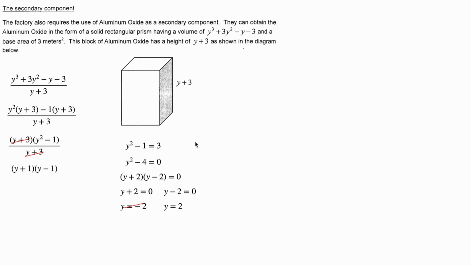We know that the volume of this block, I'm going to take all the dimensions and multiply them together. So I have the y plus 1 times the y minus 1 times the y plus 3. That's the volume. Or I could take this expression up here and replace the y with 2. Either way, you're going to get 3 times 1 times 5 is 15 meters cubed for the volume of the block.